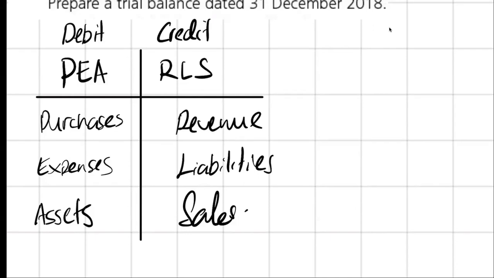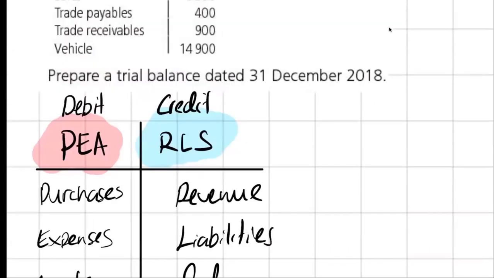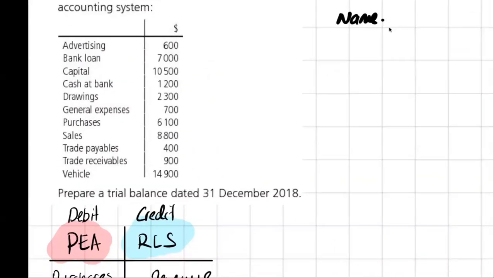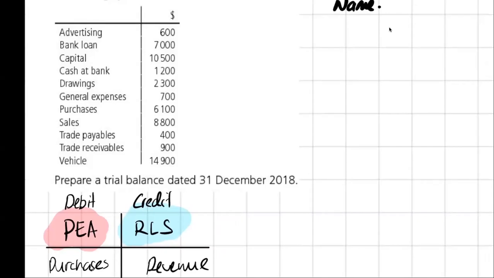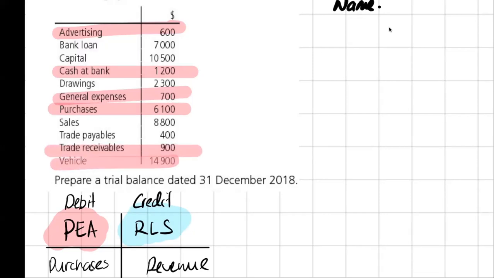So let's highlight it. If it's debit side, we highlight it in this color. If it's credit side, highlight it this color. So let's try all our purchases, expenses, and assets. So expenses, advertising. Bank loan is a liability, so we just wait on that. Capital, cash at bank, drawings, general expenses, purchases, trade payable, trade receivables, and vehicles.